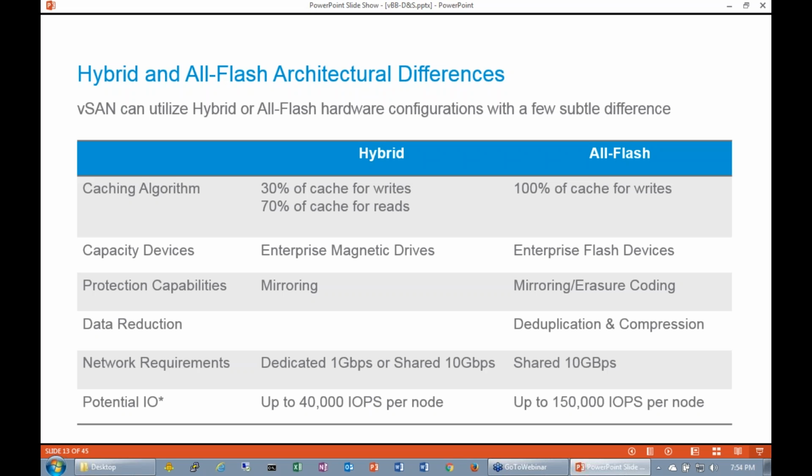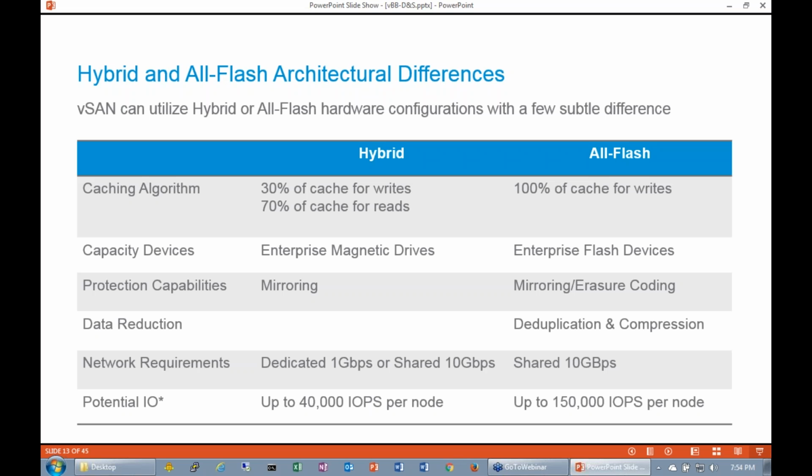Now, as far as networking requirements go, pardon me. Quick question about dedupe and compression. Sure. If your disk array already comes with dedupe and compression, does vSAN recognize the dedupe, or is it before it hits the array?